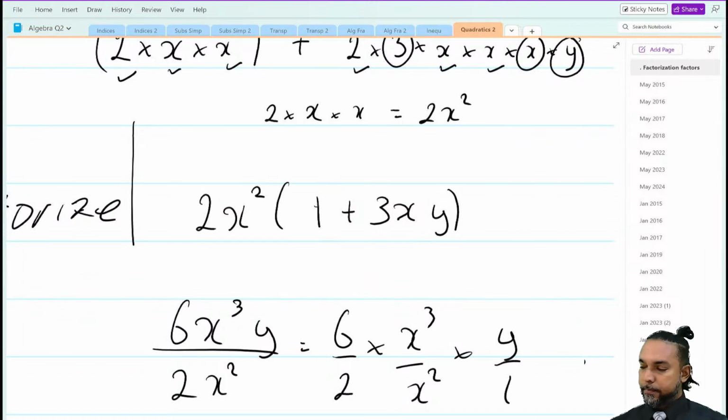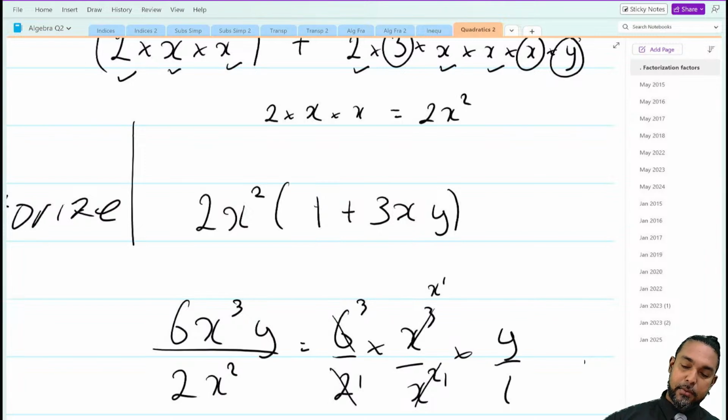Right? Okay, cool. So of course, 2 into 6 goes 3 times. x cubed divided by x squared, so now you're using laws of indices. When you have the same base, x, and you're dividing, what do we do with the powers? We subtract. And 3 minus 2 will give us 1. So that will give us x to the 1. And then y divided by 1 is just y. And if you look at it, you have 3xy.